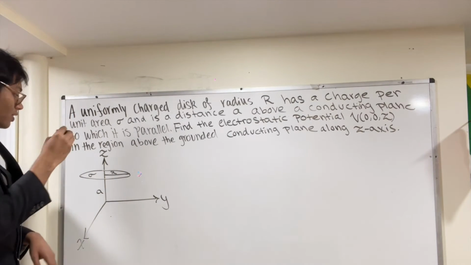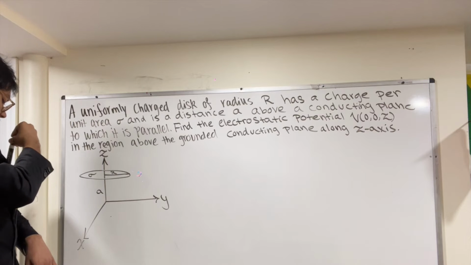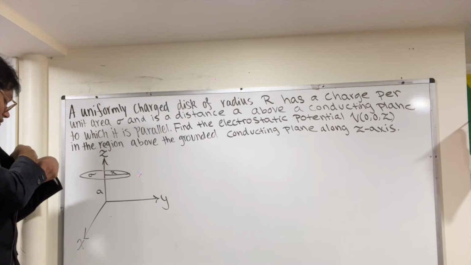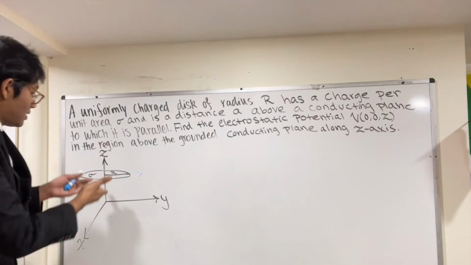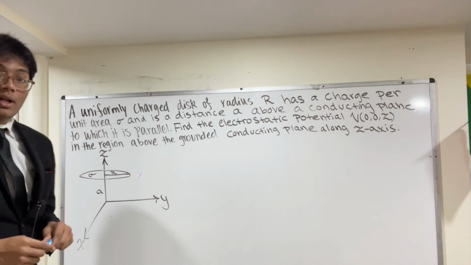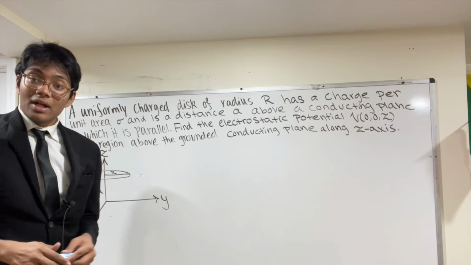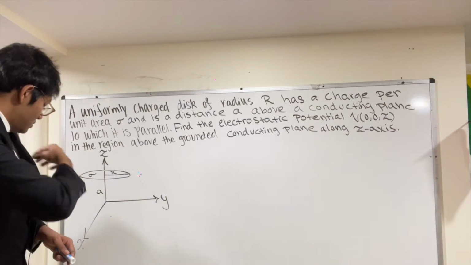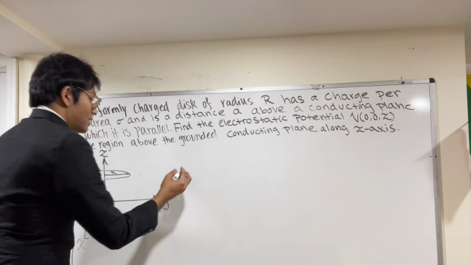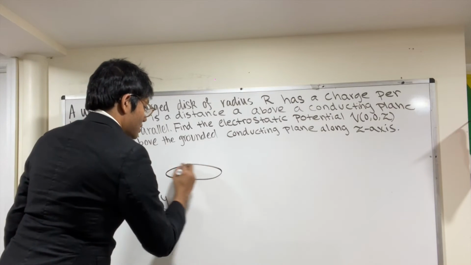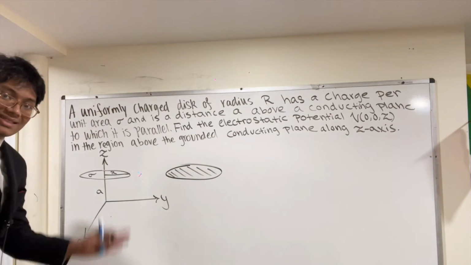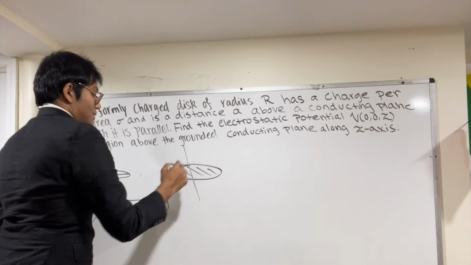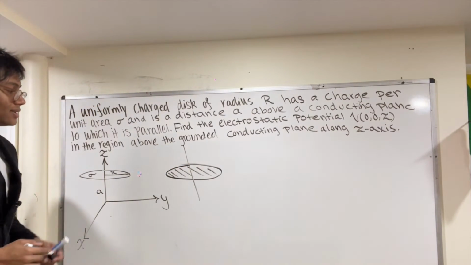Okay, so to solve this problem, first things first, let me grab the right marker. We have to figure out the electric potential for a charged disk. Well, I don't know about you, but I totally forgot what that is. So we'll have to derive it on the spot. So consider this charged disk. How can we figure out its electric potential on the z-axis? On the z-axis. Well, consider this.